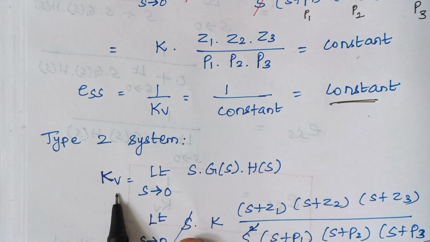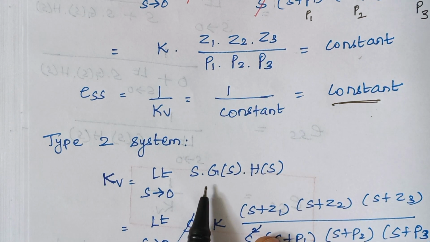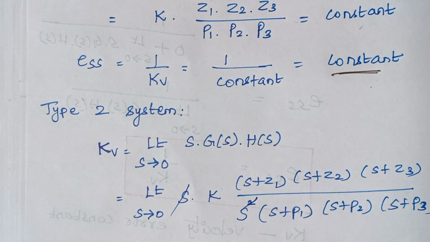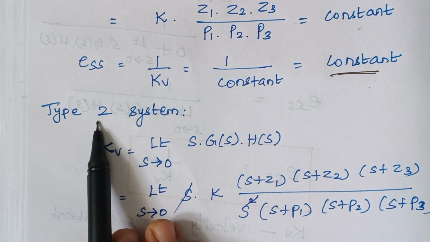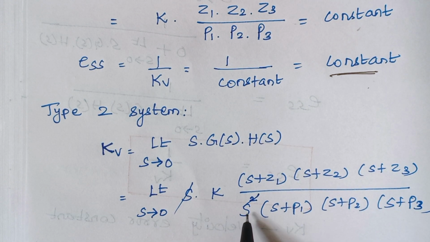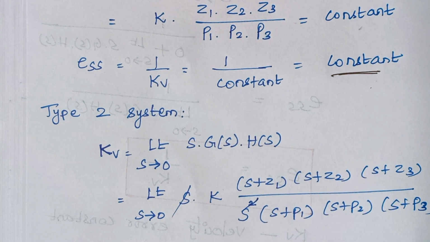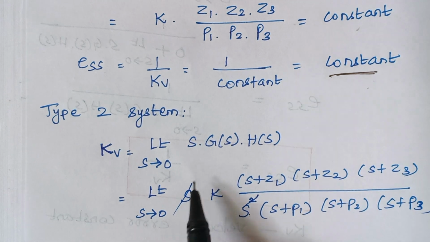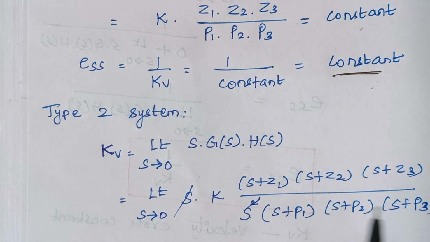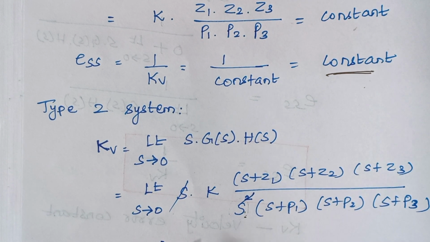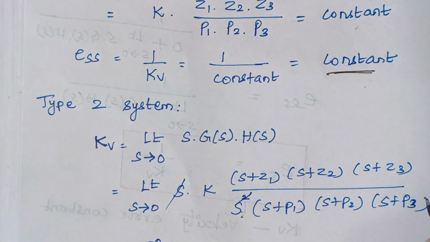So the formula is Kv equal to limit s tends to 0, s into G of s into H of s. And again, while representing G of s into H of s, we are discussing about type 2 system. So the denominator term will have an s square term, right? Initially for type 1, it has only an s term, and for type 2, it has an s square term. So when you substitute the value, this s and s cancel each other, and finally we are having an s in the denominator. So when you substitute the value of s tends to 0, what happens?